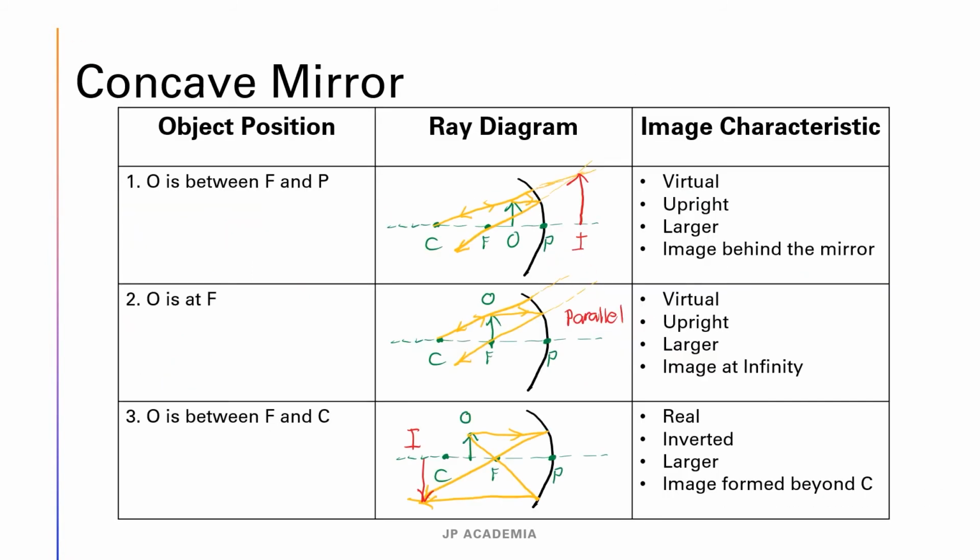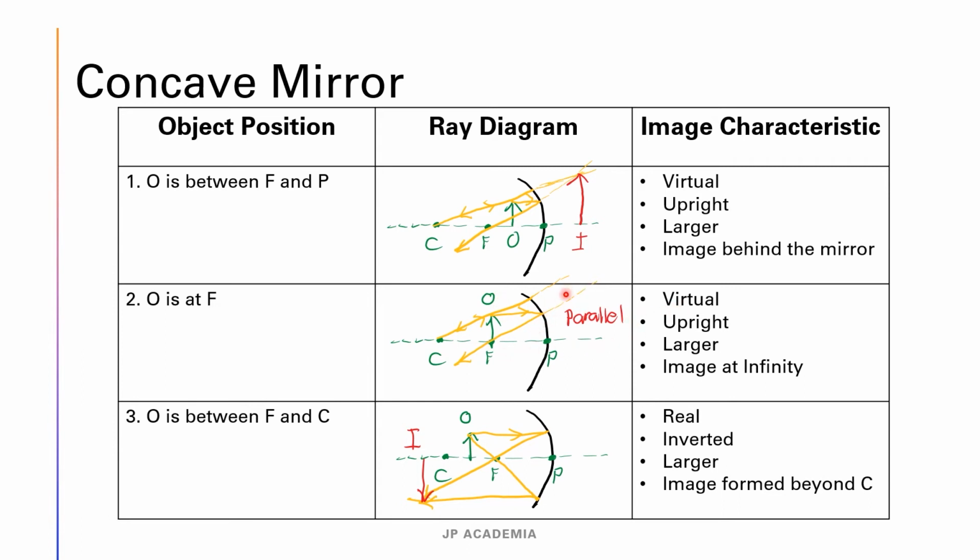As I have said previously, the image characteristic for the concave mirror depends on the object position, and I have here 6 cases. First, when the object is placed between F and P, such as this one, and doing the ray tracing, we will have the following characteristics. So this is virtual, your image is formed here. Then this is upright, this is larger, and the image is behind the mirror. Now, when the object is placed at point F, or this one, the principal focus, we will observe the following.